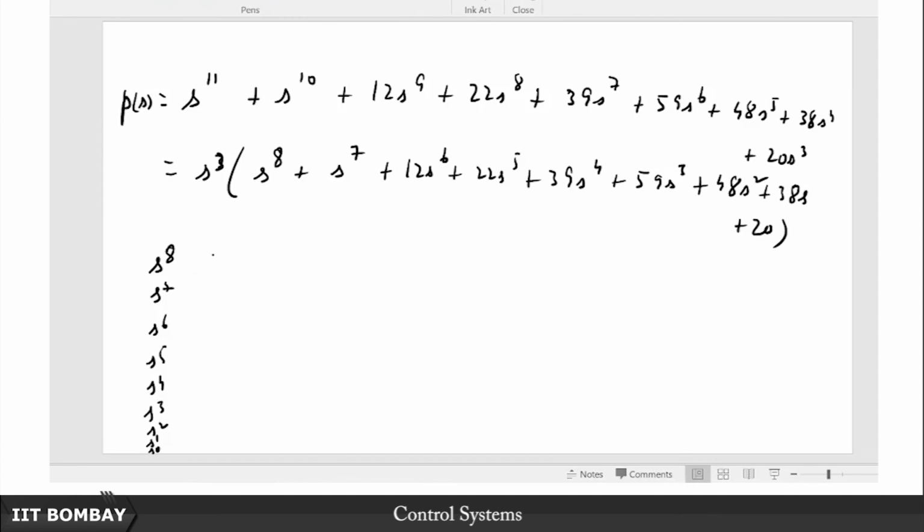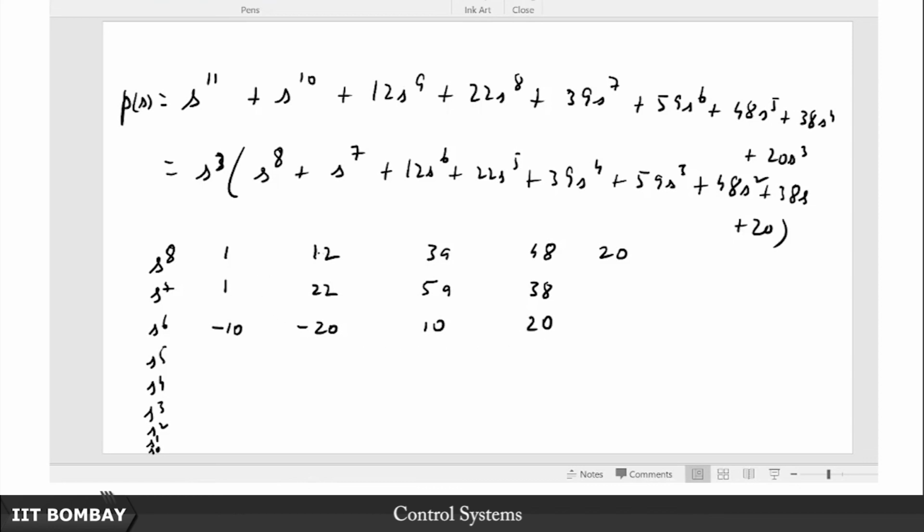I'm not sure if I'll be able to finish all of it. So 1, 12, 39, 48, 20. The next row has 1, 22, 59, 38. Okay. Because I have already done this, I am going to cheat on this a bit. I am going to just copy the terms from here. So this is a typical example. So in the next row, what we will get is minus 10, minus 20, 10 and 20. You can just compute.